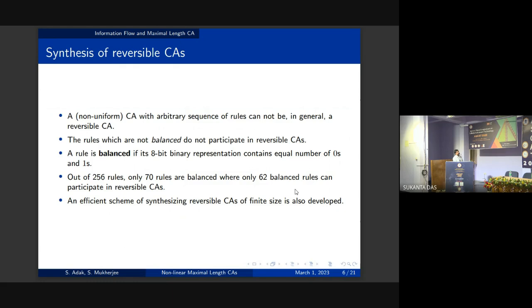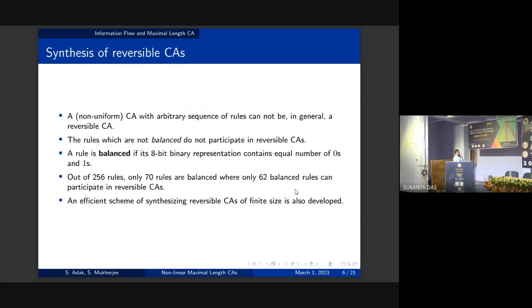There are a total of 256 rules, and out of these 256 rules, there are only 70 rules which are balanced. From one rule, we can generate 8 bits of RMTs. And if four of the RMT values are 0 and four are 1, then the rule is a balanced rule. Out of the 70 balanced rules, only 62 balanced rules participate in the reversible CA. Also, there is an efficient scheme which can generate the reversible CA, developed by Professor Sukanta Das and some others.